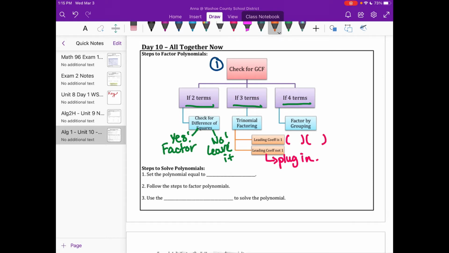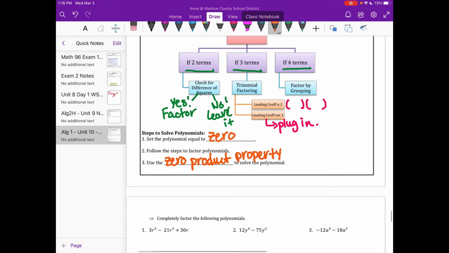Now, some of these are just factoring, and then the last part is going to be solving. When we solve, we always set our polynomials equal to 0. We got to follow our steps, which is right here in our checklist. This is always available to us. And then we use the zero product property to solve. That's the correct term. I call it finding the zeros. My class knows I don't really use the fancy words. So if you don't want to use the fancy words either, it's cool. No worries.